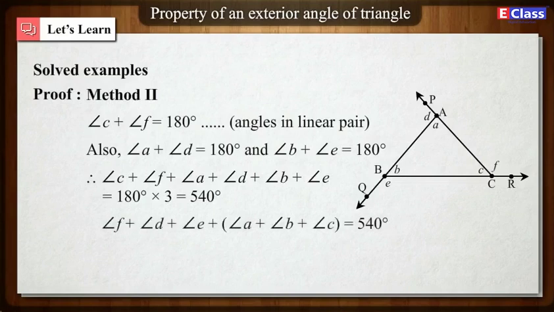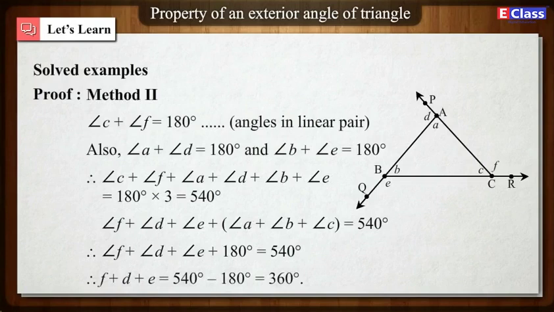Angle F plus angle D plus angle E plus (angle A plus angle B plus angle C) is equal to 540 degrees. Therefore, angle F plus angle D plus angle E plus 180 degrees is equal to 540 degrees. Therefore, F plus D plus E is equal to 540 degrees minus 180 degrees, which is equal to 360 degrees.